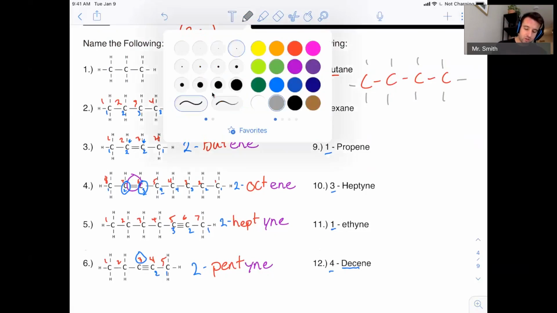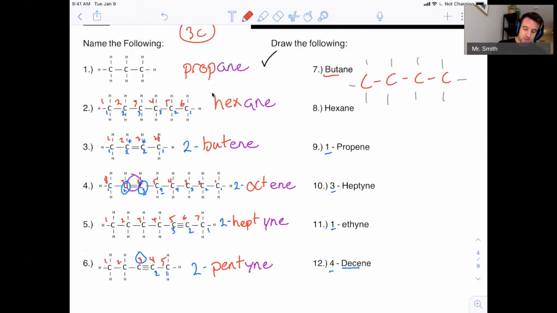The last step here is just to fill in the hydrogens. Since everything here is ending ANE on this problem, I just need hydrogens. I don't have to worry about double bonds, which is kind of nice. So I'm just going to take the time right now to fill in all these hydrogens. And then I'm going to make this just a little bit smaller so that it's less in the way for the next problem.